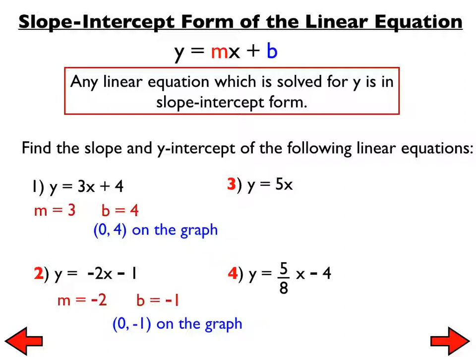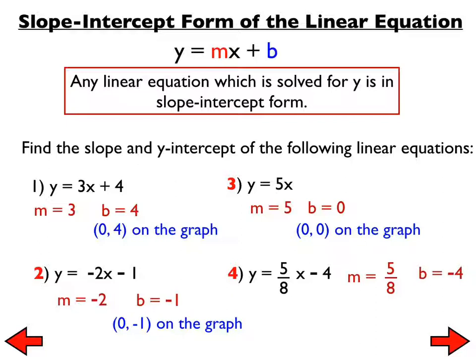Number 3, the slope is 5. We know that b is 0, and so that means 0, 0 will be on the graph. And then number 4, m is 5/8, or the slope is 5/8. b is negative 4, so that means that 0, negative 4 will be on the graph.